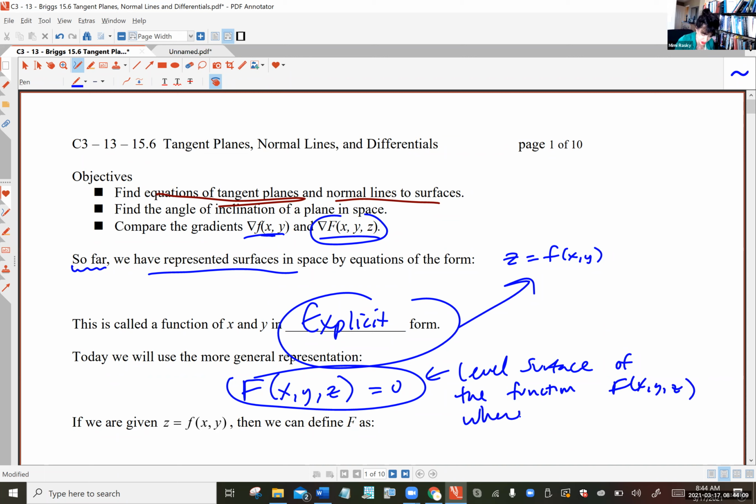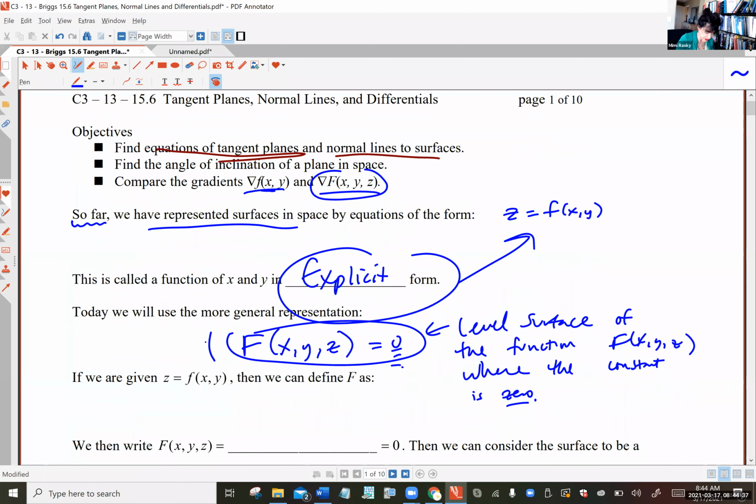where the constant, usually when we find level curves or level surfaces, I've instructed you to, step 1, set the function equal to a constant. Here, the constant is a special constant at 0. So where the constant is 0. So that's the general representation of a surface we're going to look at, where it's understood to be a level surface. So what are we going to have to do to get this more general representation? By the way, this is known as the implicit form.